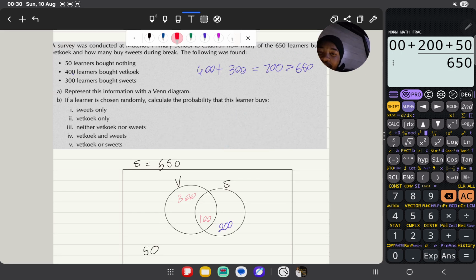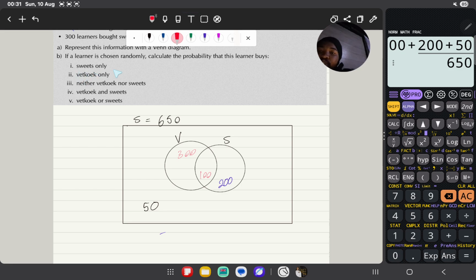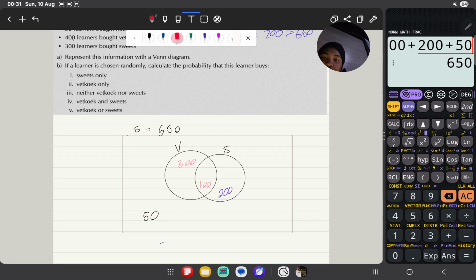And the question is, if the learners are chosen at random, calculate the probability that this learner buys, right? So now this time we answer the question. So they bought sweets only. The people who bought sweets only, it's these guys, né? So the answer for sweets only is going to be 200 over 650, because this side is only for sweets. And if we're talking about fat cooks only, it's this side. So we're talking about 300 over 650, right?